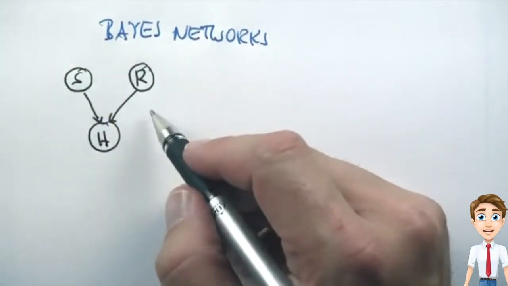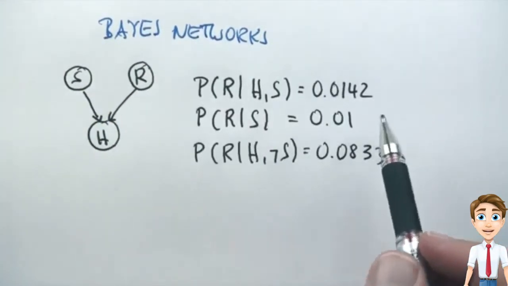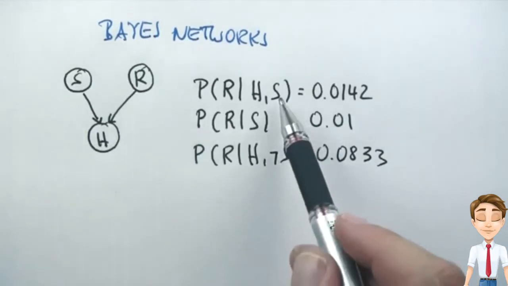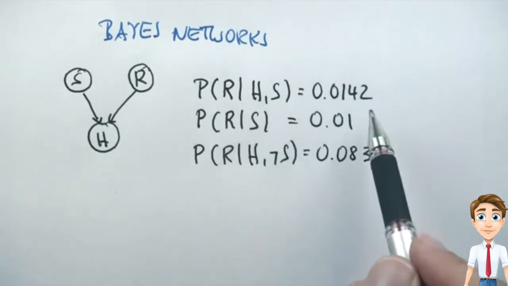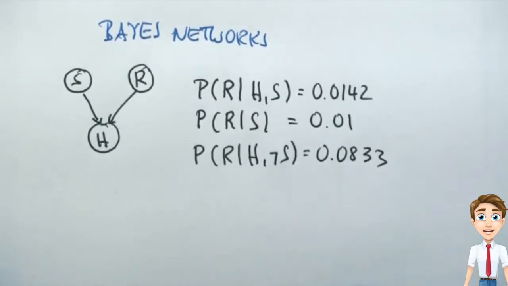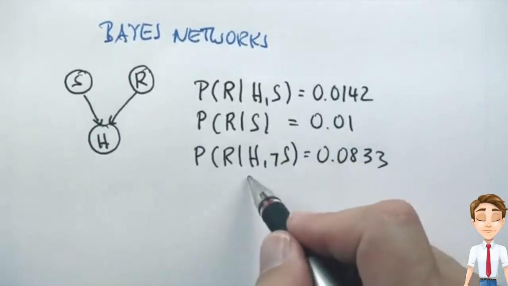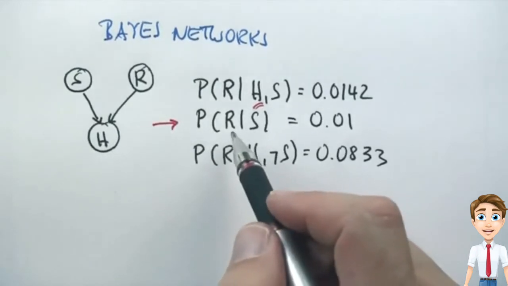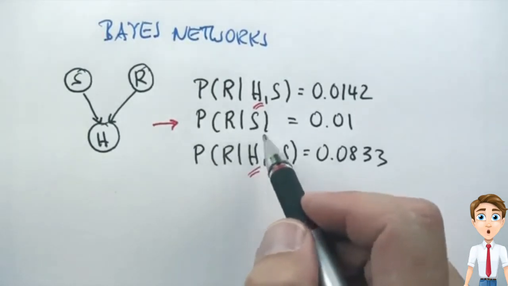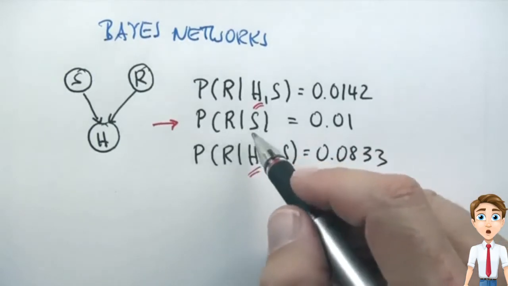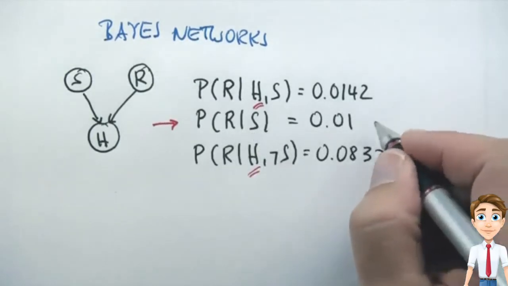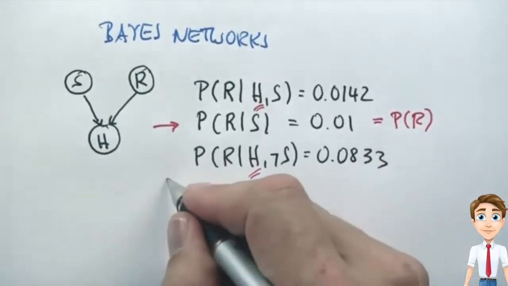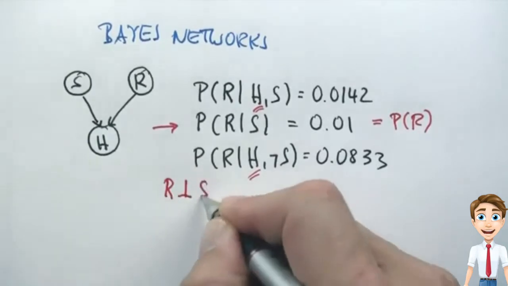So here's our Bayes network again. In our previous exercises, we computed for this network that the probability of a raise R, given any of these variables shown here, was as follows. The really interesting thing is that in the absence of information about H, which is the middle case over here, the probability of R is unaffected by knowledge of S. That is, R and S are independent. This is the same as the probability of R.